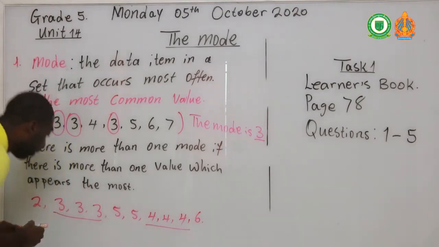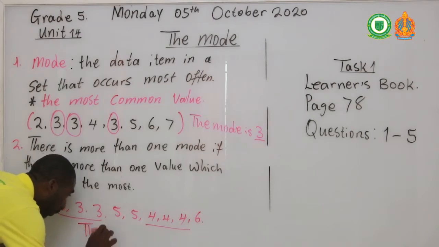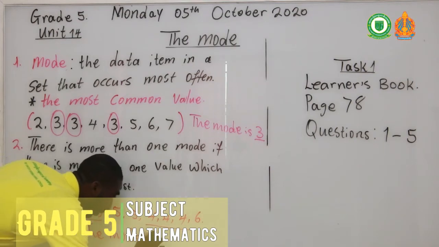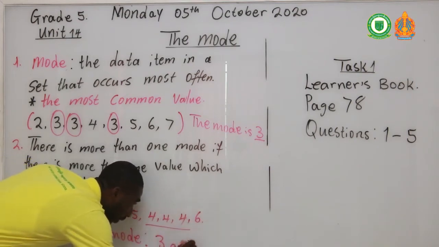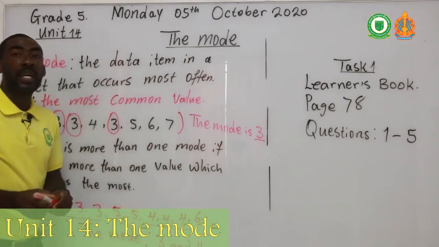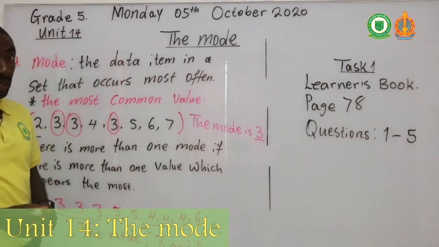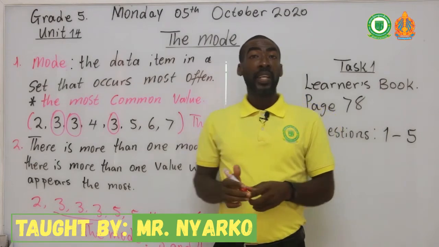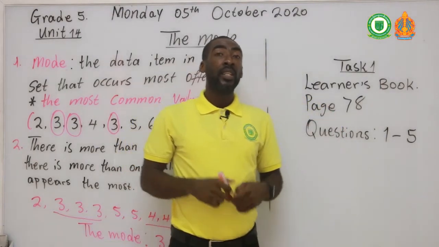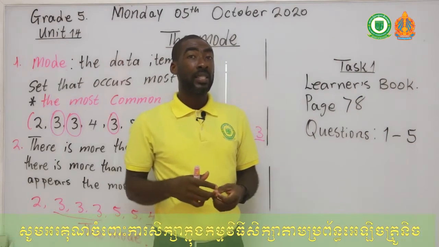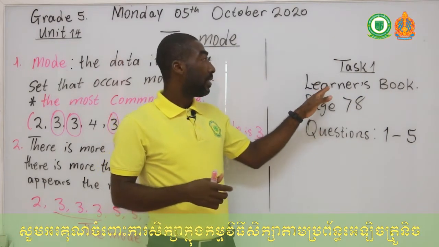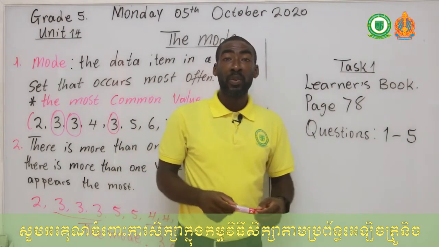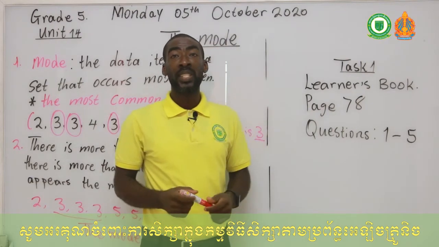Okay? So the mode will be 3 and 4. So that will be our mode. Okay, so we will pause over here and then we will move to our first activity to test our understanding of finding the mode. This activity can be found in the learner's book, page 78. We are doing questions 1 up to 5. After you complete this, we'll meet in our second video.